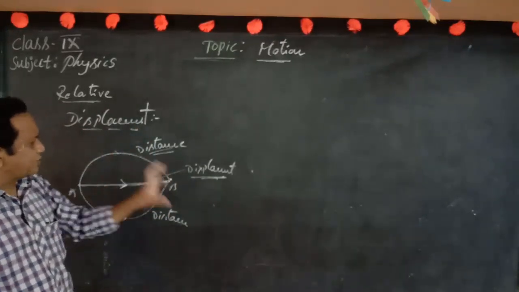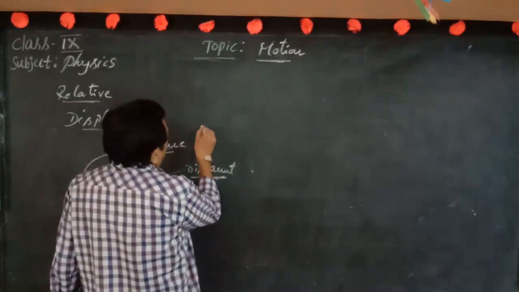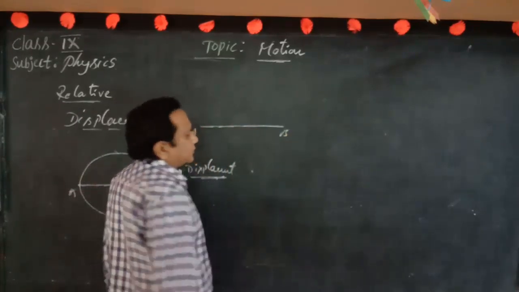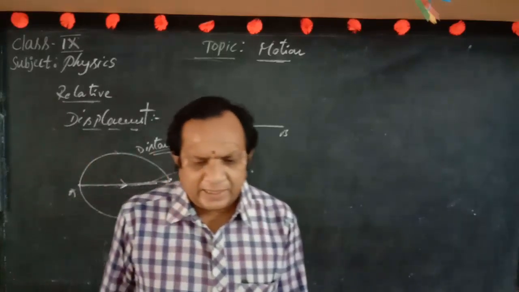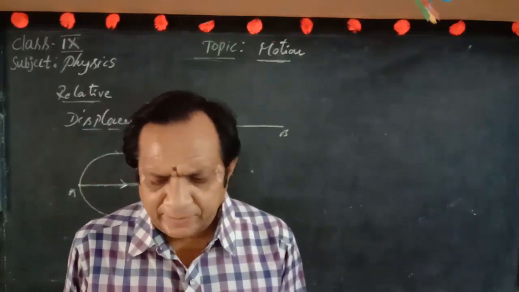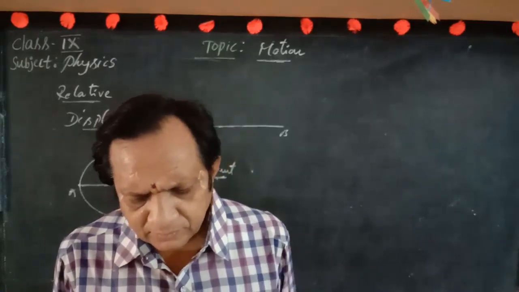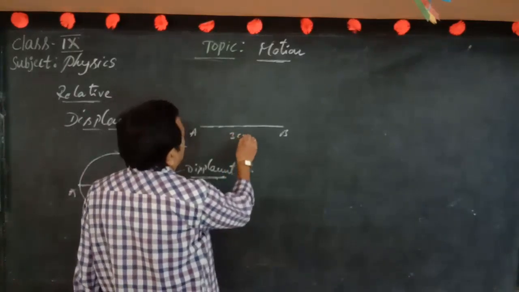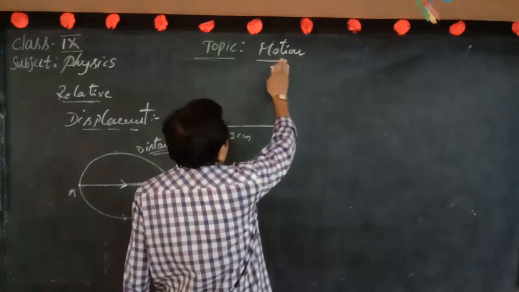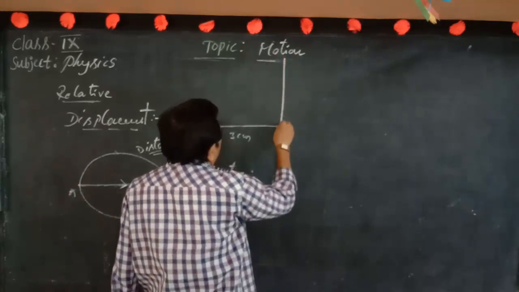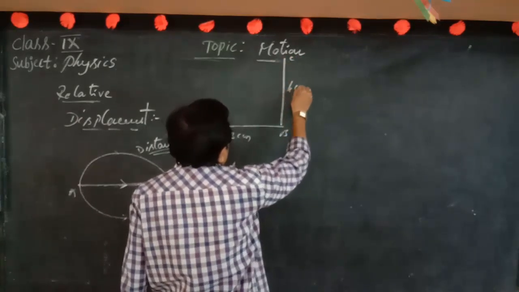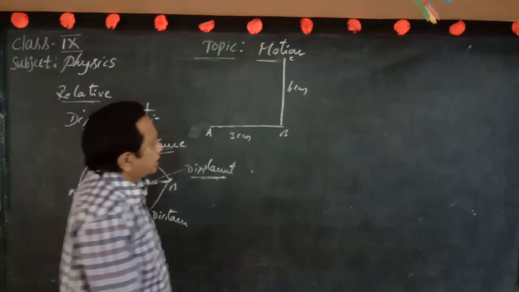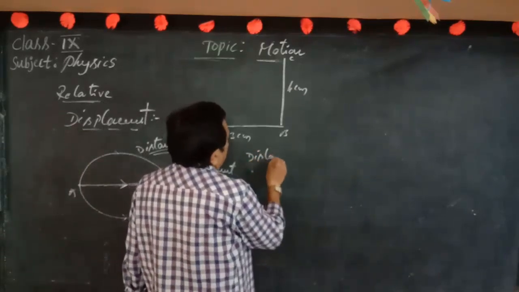Okay. And another difference to be observed. A person travels from A to B, a distance of 3 centimeters. From there he moves from B to C, 4 centimeters. Then what is the total distance traveled by him?